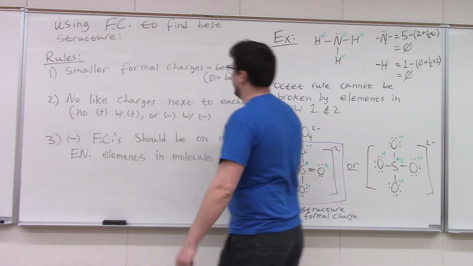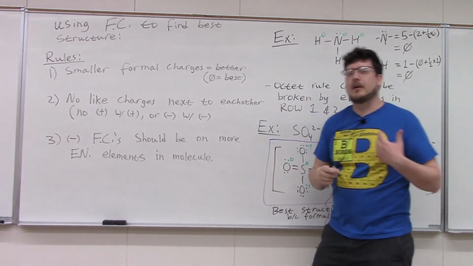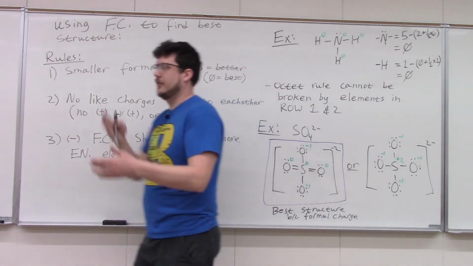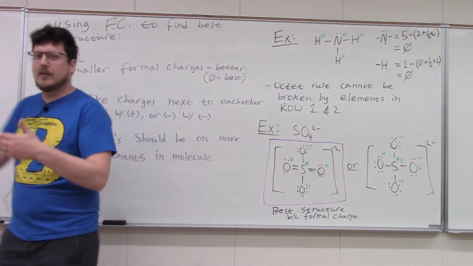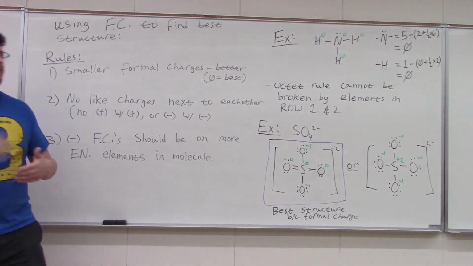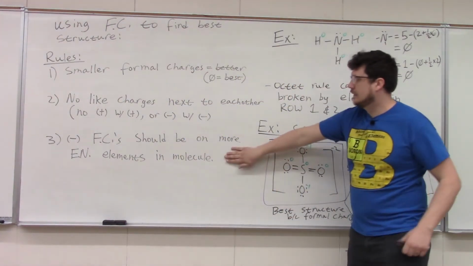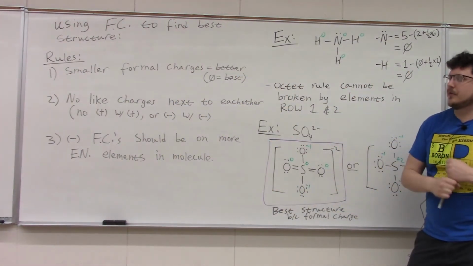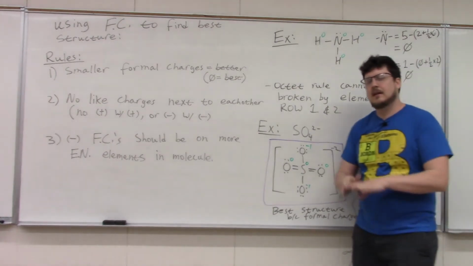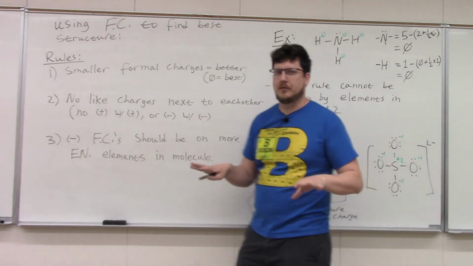You shouldn't have like charges next to each other. So if you're going to have things with negative and positive formal charges, they should be interspersed. You shouldn't have a negative bonded to a negative or a positive bonded to a negative. And rule number 3, if you are stuck with negative formal charges on any atoms, they should go to the more electronegative species.